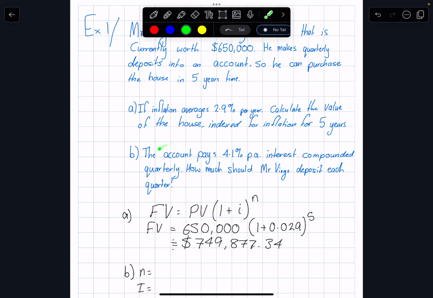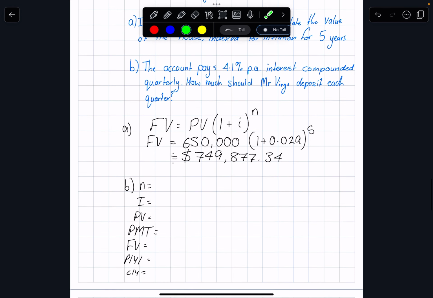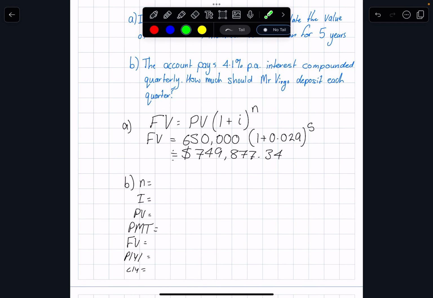Now, the account I want to put my money into compounds 4.1% per annum quarterly. How much should I deposit each quarter to ensure I get my final indexed result? So coming down to my little list of things, I've got 5 years times 4 quarters. My interest rate is 4.1%. I currently have $0 in that account. I want to find the PMT. I want there to be a total of 749,877.34. And PY and CY are both going to be 4 to match my quarters up here.